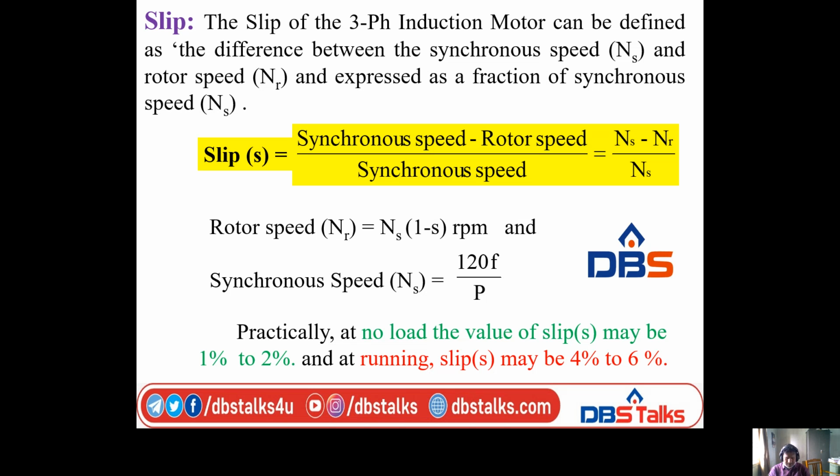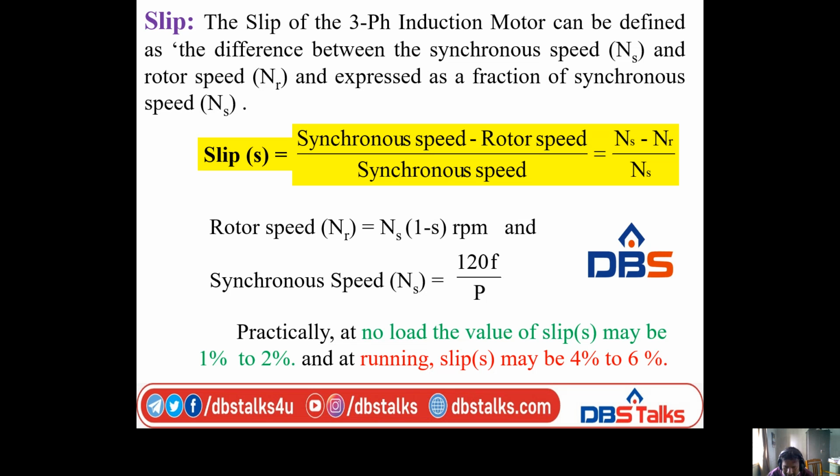Now what about slip? Slip of a three-phase induction motor is defined as the difference between the synchronous speed and the rotor speed, expressed as a fraction of the synchronous speed. So slip S is equal to (Ns minus Nr) by Ns. Slip in percentage is (Ns minus Nr) by Ns into 100.